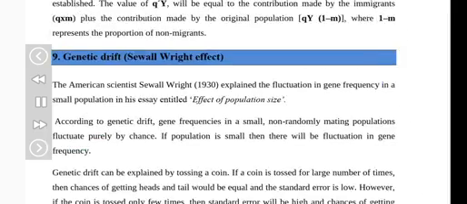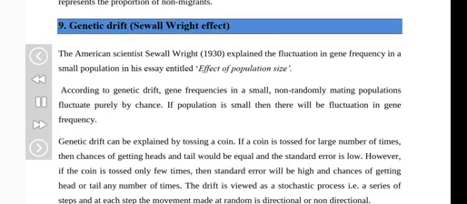3. Genetic drift, the Sewall-Wright effect. The American scientist Sewall Wright, 1930, explained the fluctuation in gene frequency in a small population in his essay entitled Effective Population Size. According to genetic drift, gene frequencies in small, non-randomly mating populations fluctuate purely by chance. If the population is small, then there will be fluctuation in gene frequency. Genetic drift can be explained by tossing a coin. If a coin is tossed a large number of times, then the chances of getting heads and tails would be equal and the standard error is low.